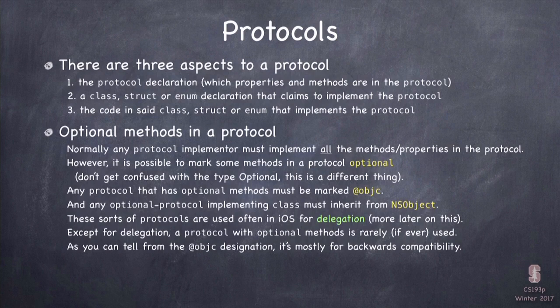All right? In Objective-C, though, that's not true. In Objective-C, some of the methods might be optional, in which case you can claim to implement the protocol and not implement those. So if we have a protocol that has these optional things in it, it has to be marked @objc. So you put this little @objc before the word protocol, and that says this is an Objective-C protocol. And then inside the declaration, you can put the word optional in front of any funcs or vars that you want to make optional. Okay?